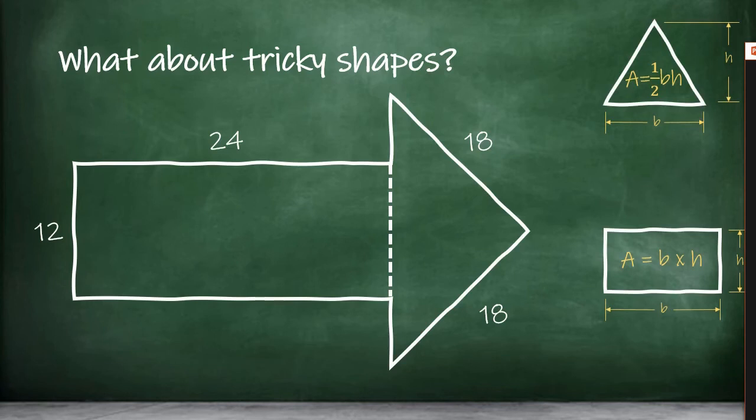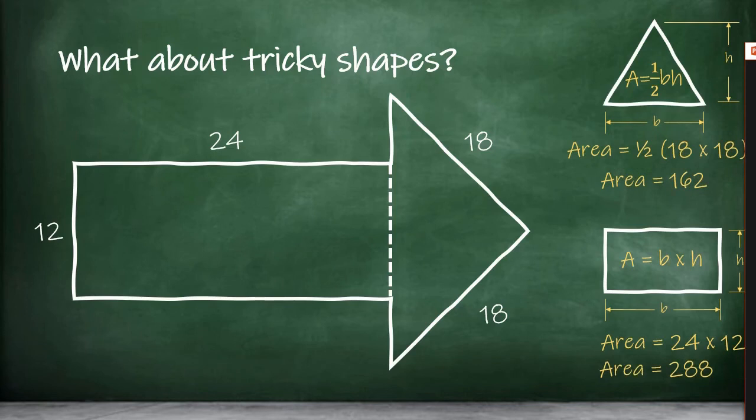We can find the area of the simple shapes and add them together to get the area of the arrow. This arrow has an area of 450 square units.